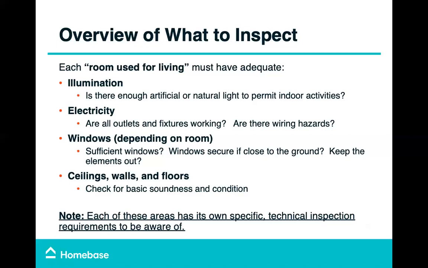Windows, depending on the room, units have to have sufficient windows. Not all rooms require windows, as I just indicated. Windows accessible from the ground have to be secure. Windows with sills less than 6 feet from the ground are considered accessible. Windows have to keep the elements out, so you're going to want to look for cracks, holes, gaps, and broken panes. Ceilings, walls, and floors, you're going to want to look for basic soundness and condition.